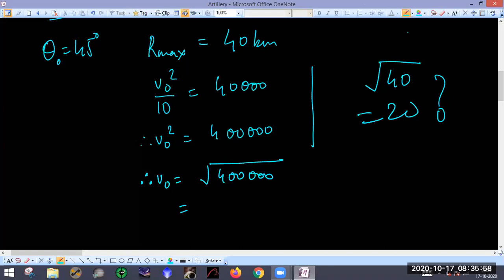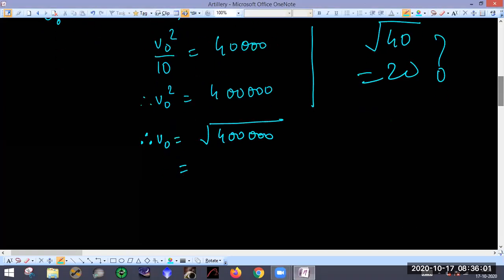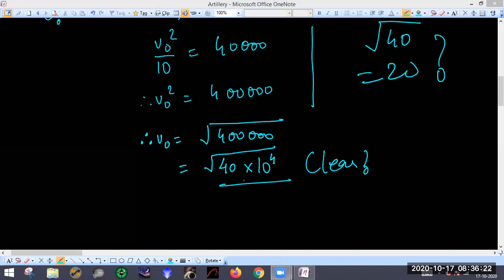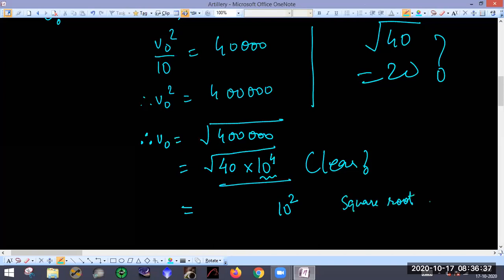See, if you are doing it in a calculator, very good, it's not a problem. If you are not doing it in a calculator, this is how you do it. You should have the power of 10 as even. You should know this, a calculator will not work every time. See, this is written as 40 into 10 raised to 4. Is this clear? Now you can write the square root of 10 raised to 4 is 10 raised to 2. Remember, square root means half power, remember?